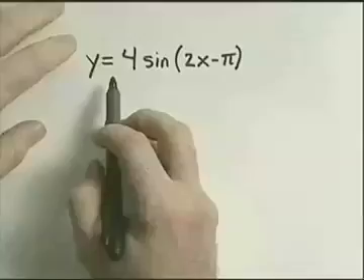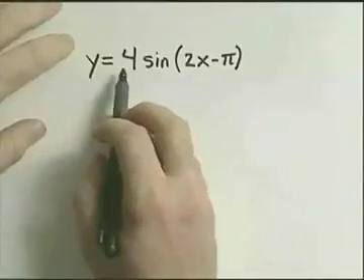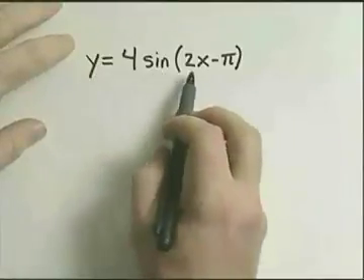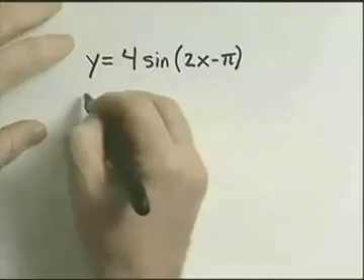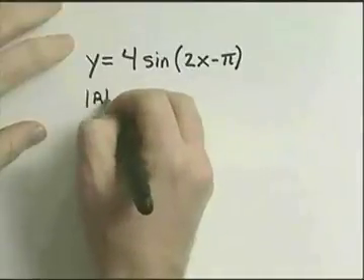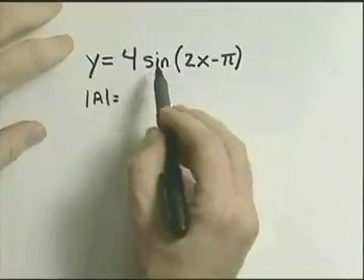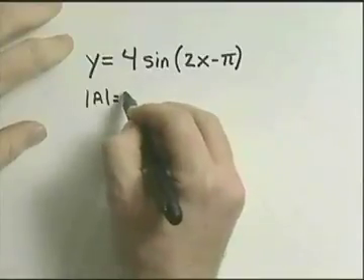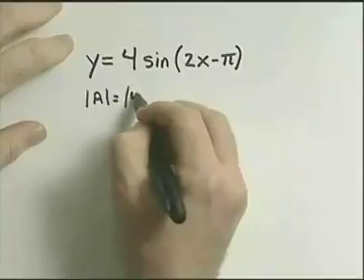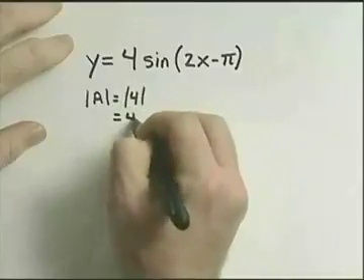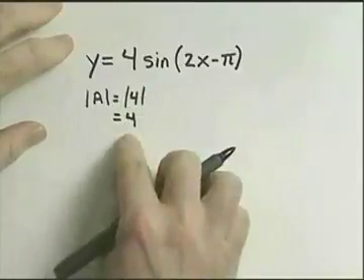We're now going to obtain the graph of a sinusoidal function. The first thing that we have to do for the graph of y equals 4 times the sine of 2x minus pi is figure out the amplitude. The amplitude is the absolute value of a, the coefficient on the sine function. So the absolute value of 4 is 4, so the amplitude is 4.